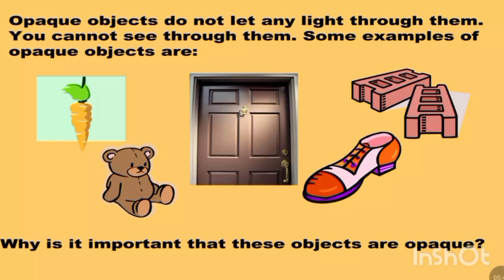Opaque objects do not let any light through them. You can't see through them. Some examples of opaque objects are carrot, bear, door. They are those things which do not allow light to pass through them.